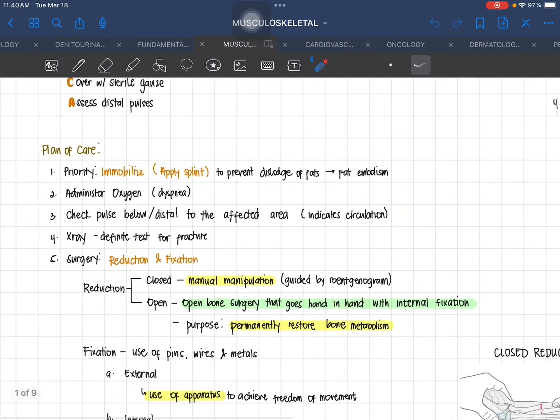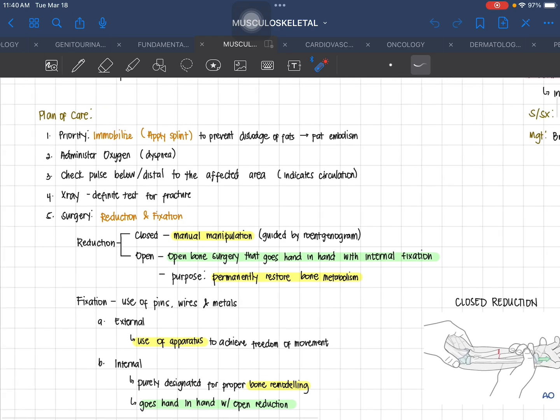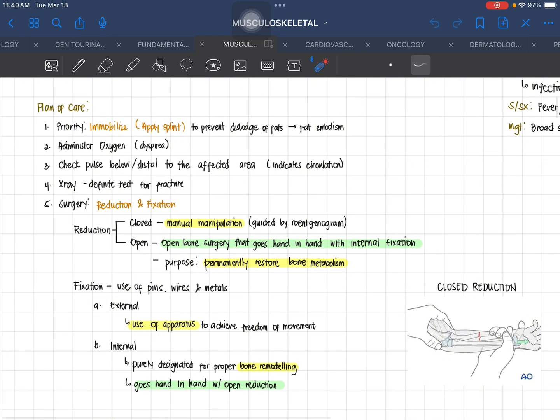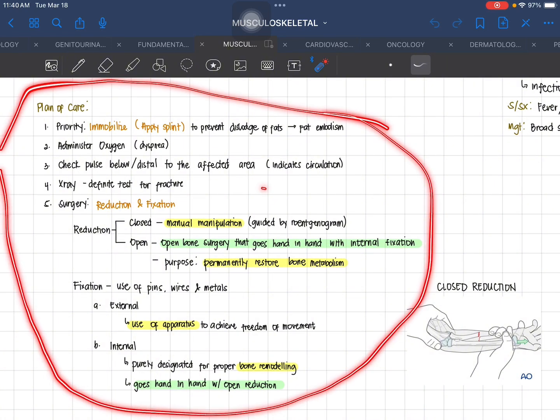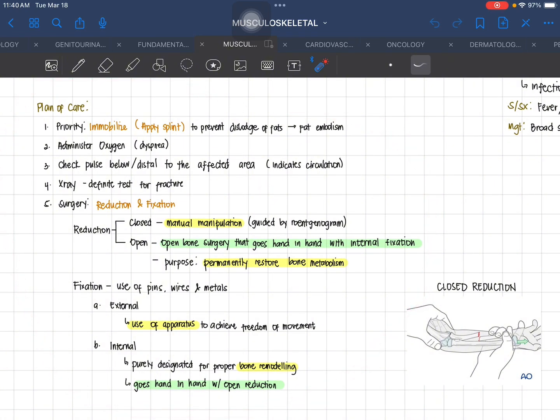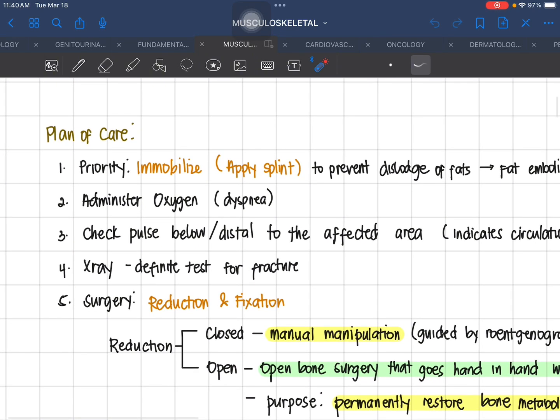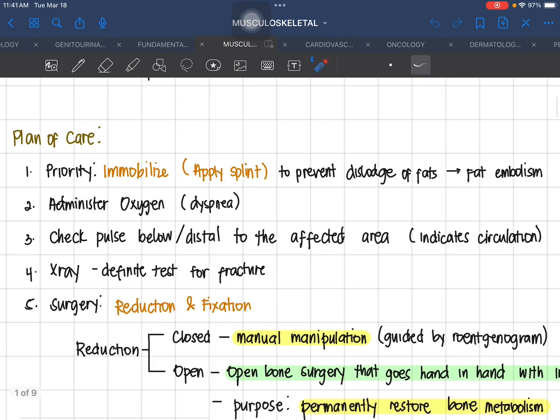So, ito yung general plan of care. Ay, yung kaninang ISCA pala ay sa simplify. So, itong plan of care is from INAP. So, yun nga, gaya nga sinabi ko kanina, ISCA. So, ang priority kapag si patient ay merong fracture is to immobilize. Apply splint. Immobilize, support, yan yun.